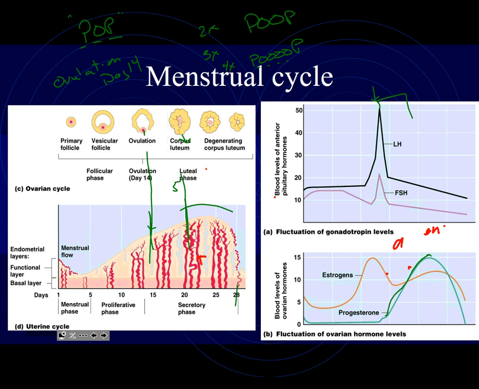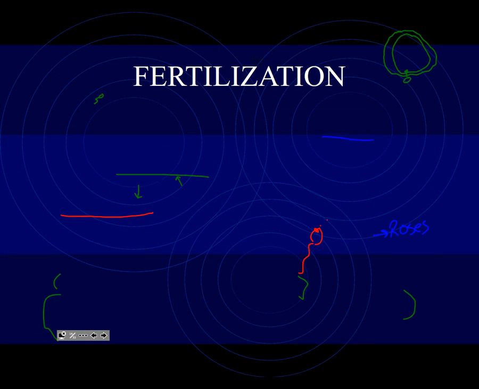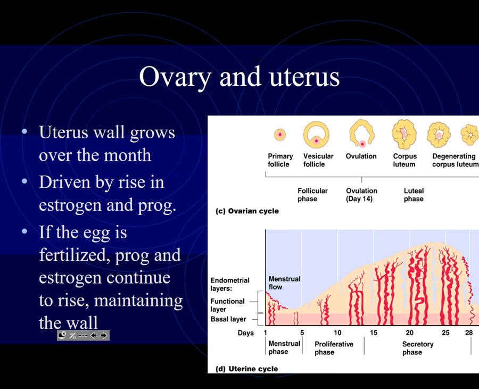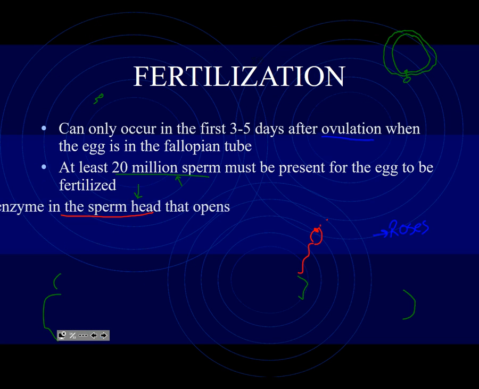Plus, sperm live up to 48 hours inside of a female. So you have sex on day 12, you ovulate on day 14, and you're like, I'm good. No, there could still be sperm alive in there. All right. So let's skip to our next slide.